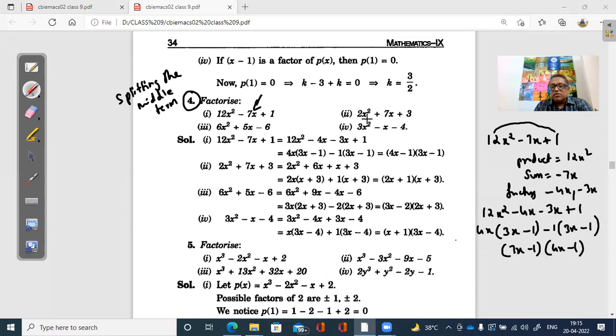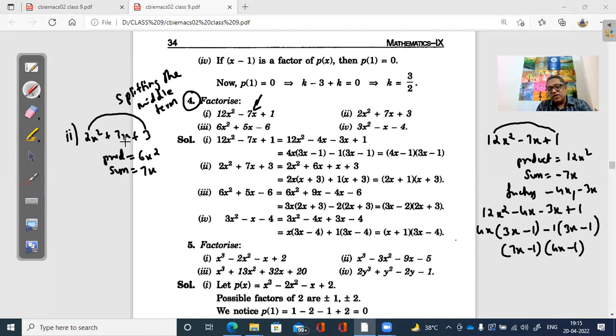Same way here, we have the second part: 2x square plus 7x plus 3. This has to be done by splitting the middle term. So I'm trying the second part here. Multiply the first number and the last number: 2x square into 3, the product is 6x square. And the number at the center is 7x.